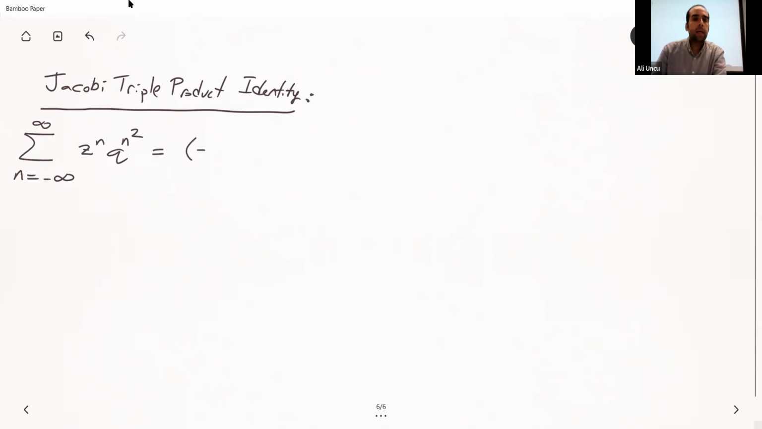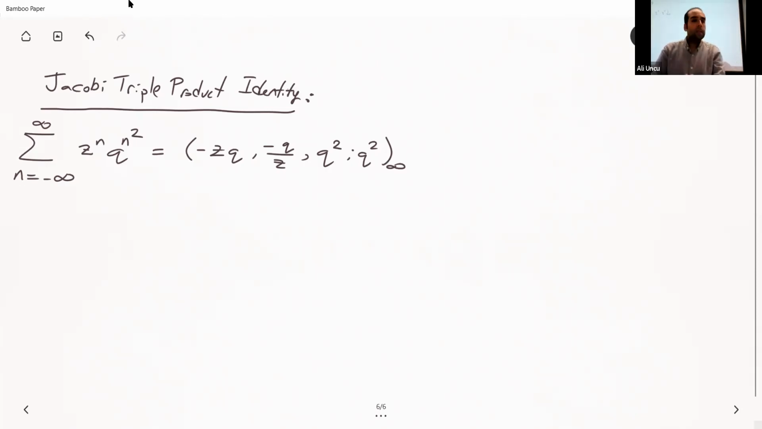And this would be minus zq, minus q over z. So it is symmetric in z, z going to 1 over z if you will, comma q to the power 2 base q to the power 2 sub infinity. That's it. So z to the n q to the n squared is minus zq, minus q over z, q squared infinity. So 1, 2, 3 products. That's why it's called the triple product identity. So you have one q Pochhammer for minus zq, one q Pochhammer for minus q over z, and one for q squared infinity, and this is it.